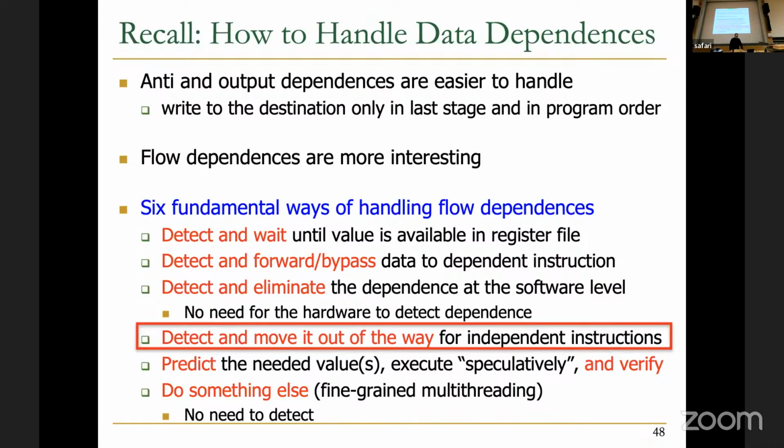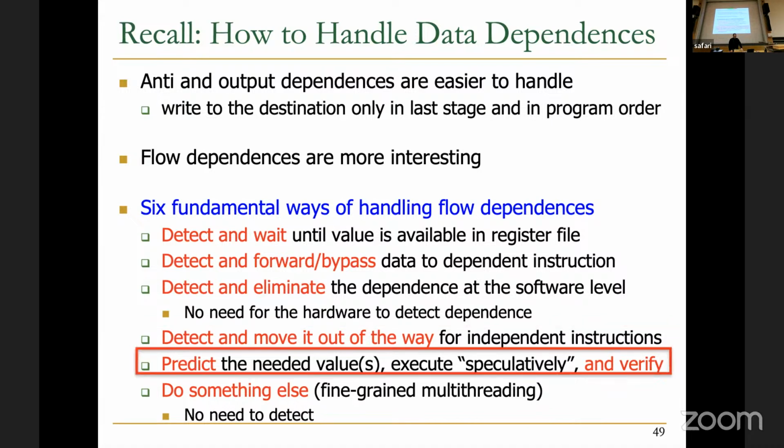Okay, so basically, we covered a part of these 6 fundamental ways of handling flow dependence. One other way is that we detect and move it out of the way for independent instructions. I'm not going to cover that in today's lecture, but essentially it's a job for the compiler to find independent instructions. It can also happen in the hardware from out of order execution, but you will see that in later lectures.